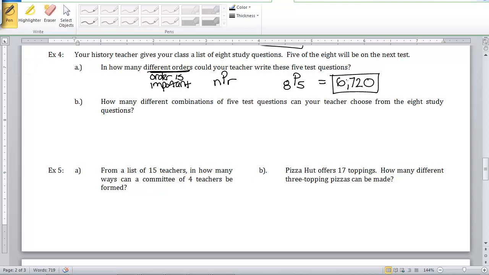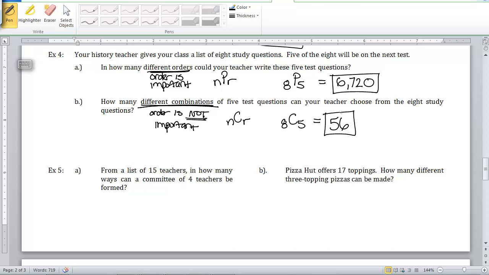Please now pause the video and decide if B should be a permutation, meaning order is important, or a combination, meaning order is not important. Here, order is not important. They even said to do a combination. So again, from the 8 questions we have to choose from, I need 5 in any order, and so 8 choose 5, dividing out the 5 factorial, the 5 repeats from our example A, gives me only 56 different 5-question tests.